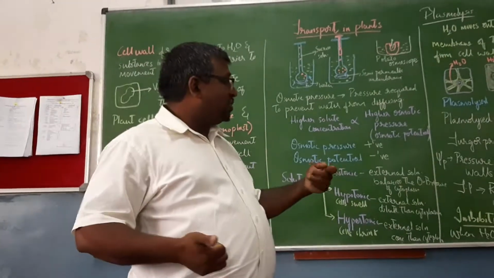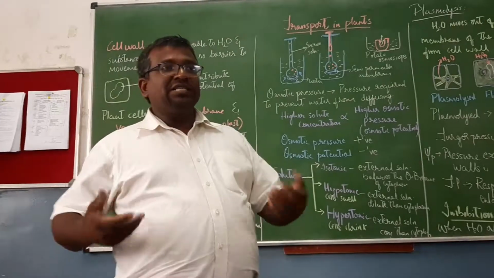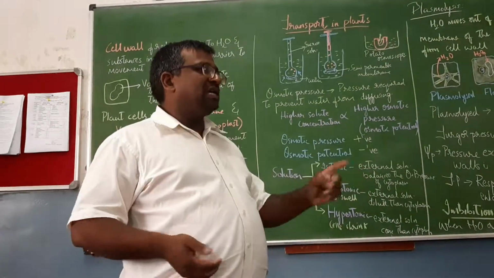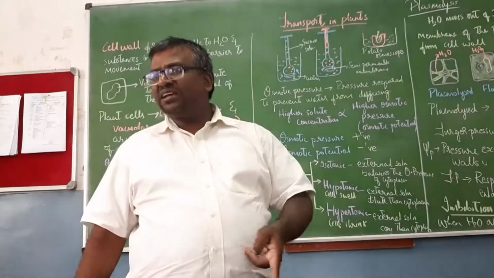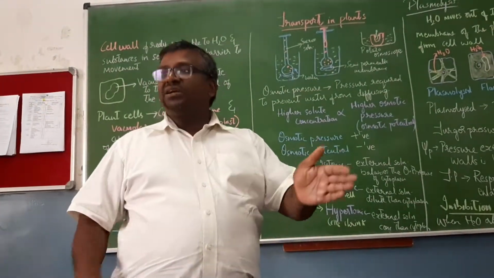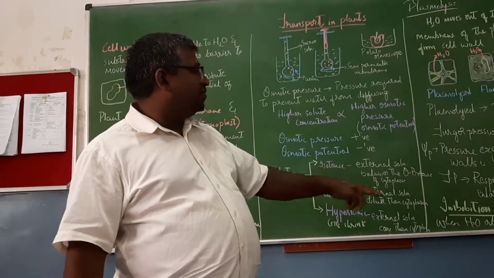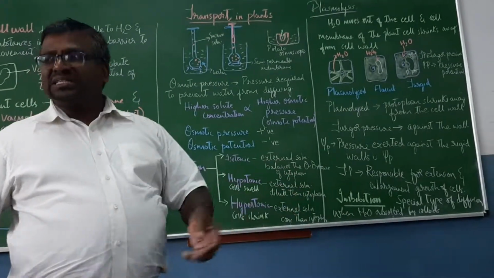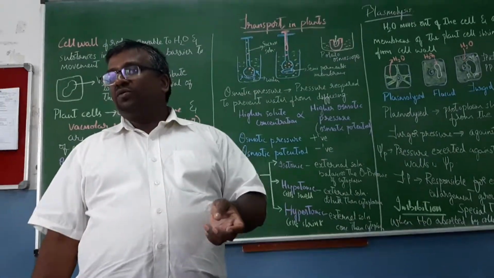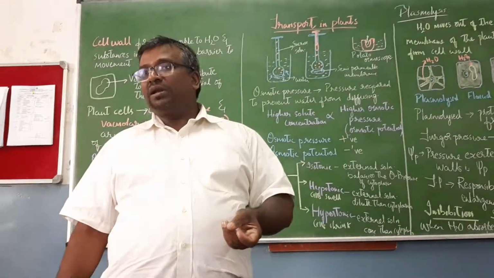So imbibition is a special type of diffusion. Why do we call it diffusion? Because water is flowing through the concentration gradient, not against, through the concentration gradient. So we call imbibition a special type of diffusion when water is adsorbed by the colloidal substances and it leads to absorption of water. So imbibition is also a physical process that you have to remember about.